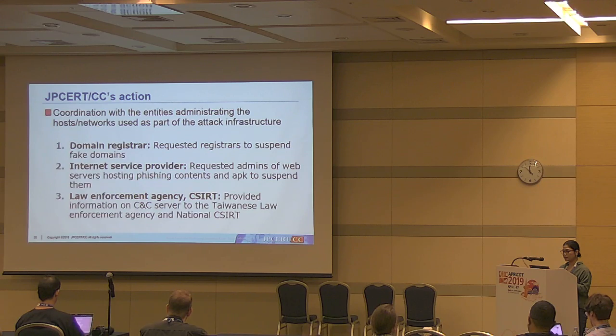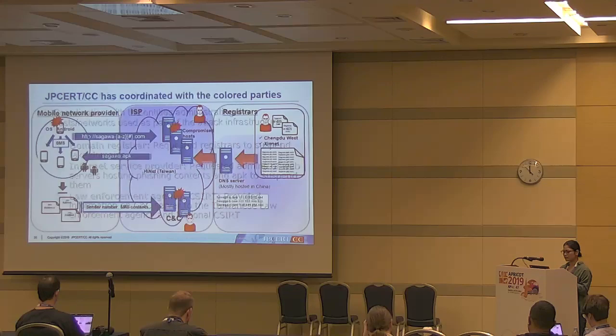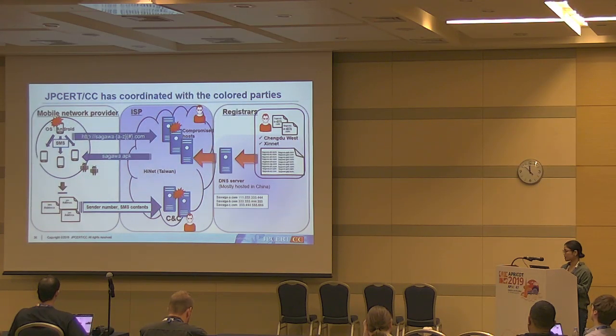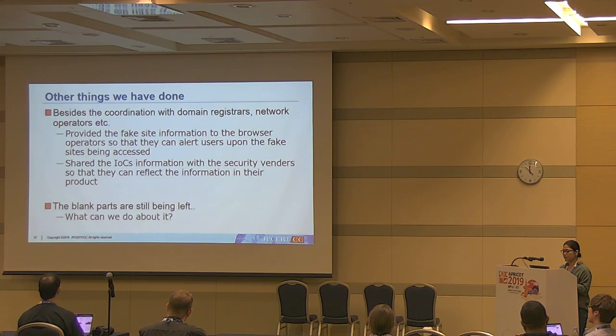So what I want to say is that to iron out this problem, we really need these three entities to work together very well. The colored parts are where we, JPCERT/CC, have been working so far. Other things that we have done are providing the fake domain information to browser operators to alert users when a victim accesses a fake website, and sharing IOCs with security vendors to reflect in their products.